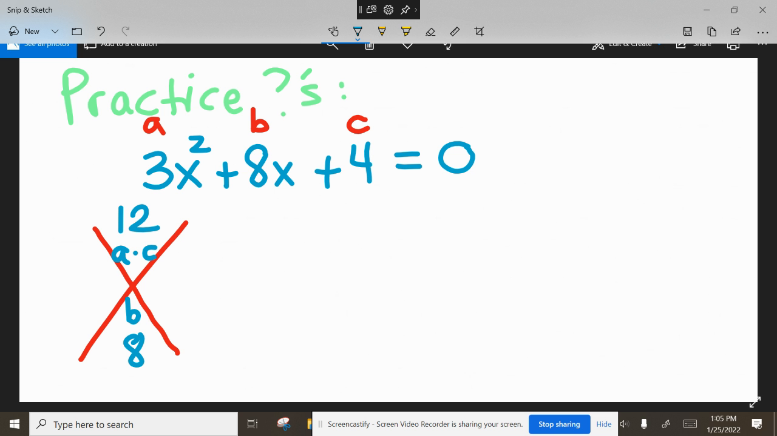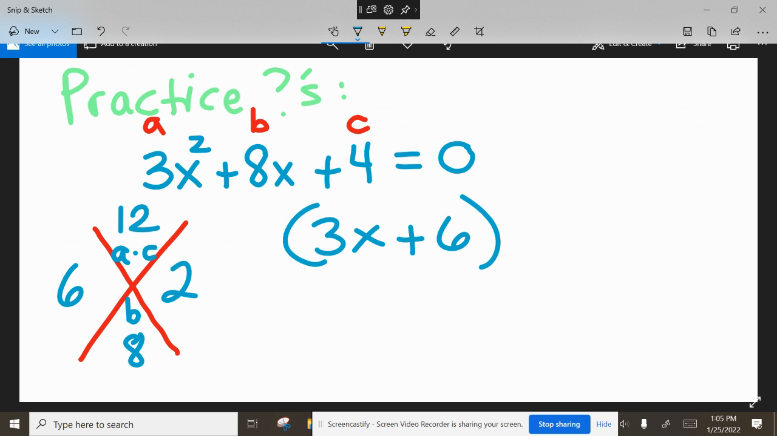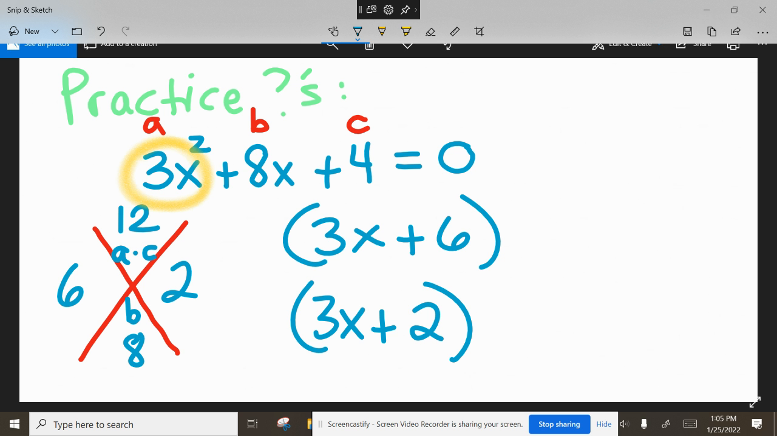All right, now, 6 and 2. Does that work? So 6 and 2. And when you actually write out your factors, 3x, that's what your binomial is going to look like. It has to start with 3x. Has to start with whatever's here. Not the squared, but whatever's there has to start with it, okay? And then over here, it's going to be 3x plus 2, okay?